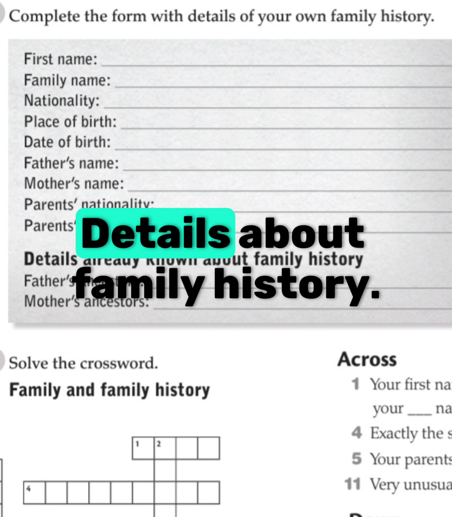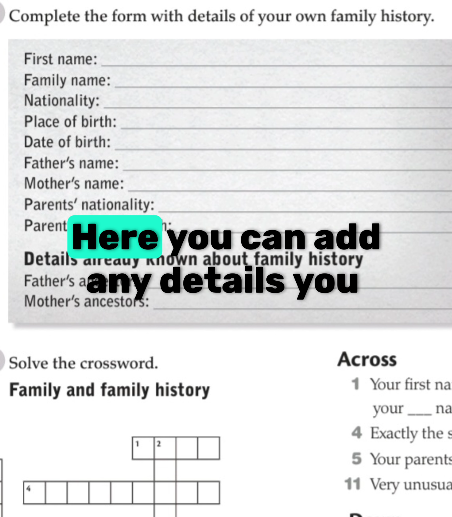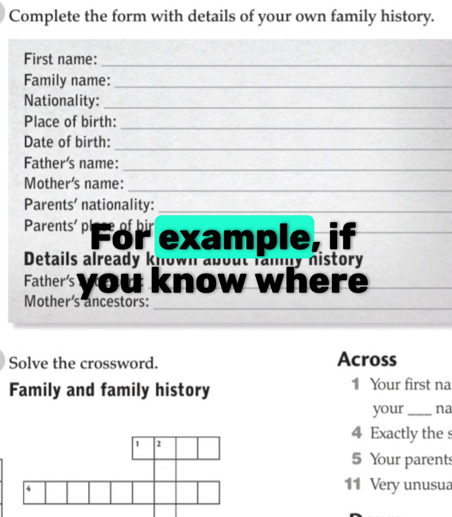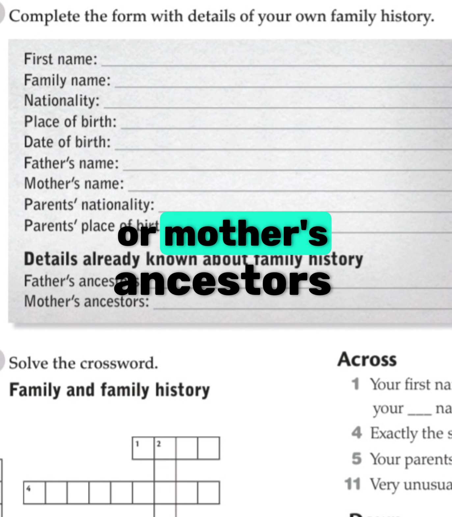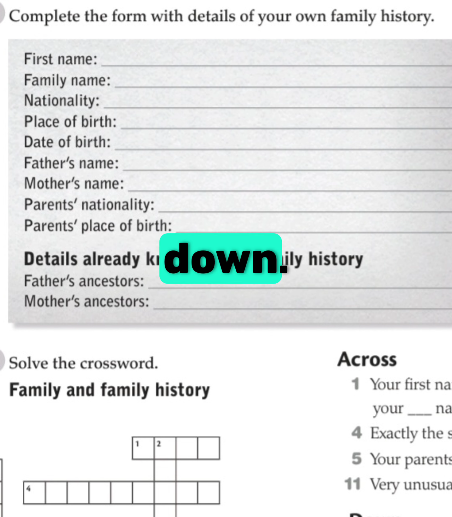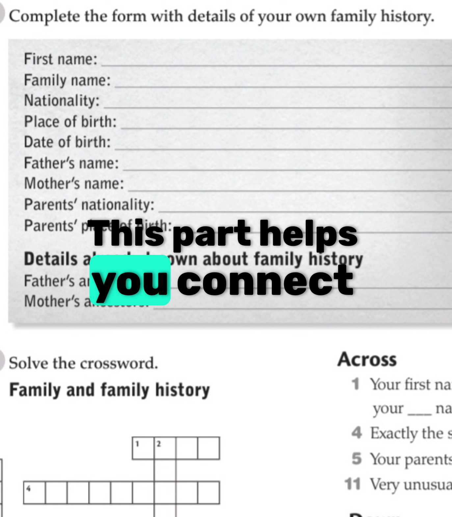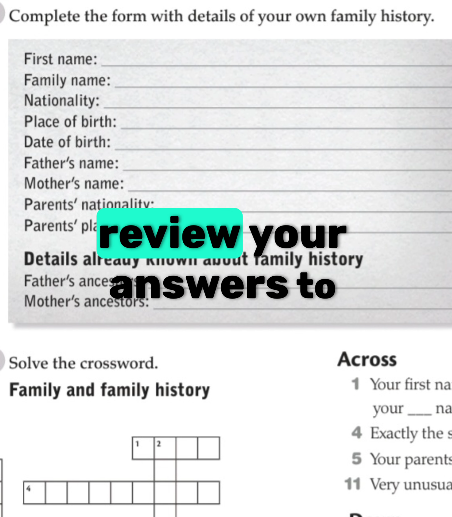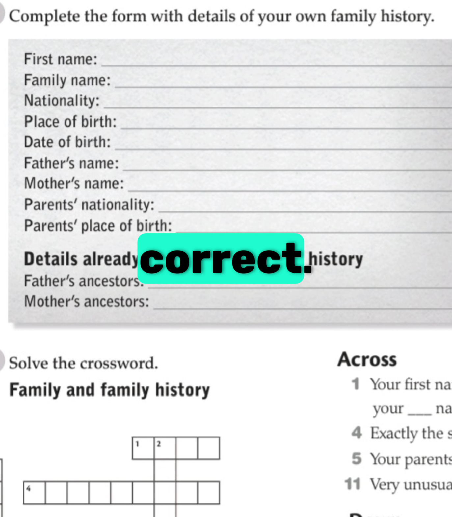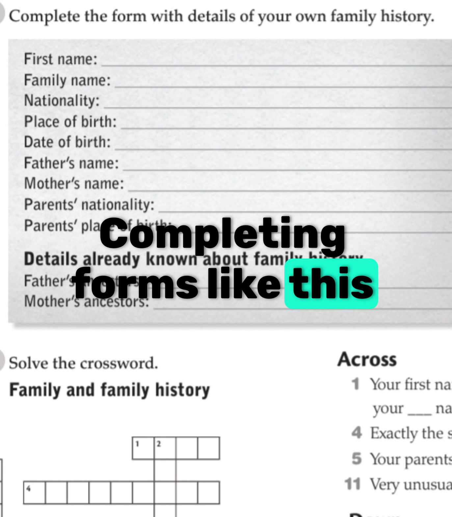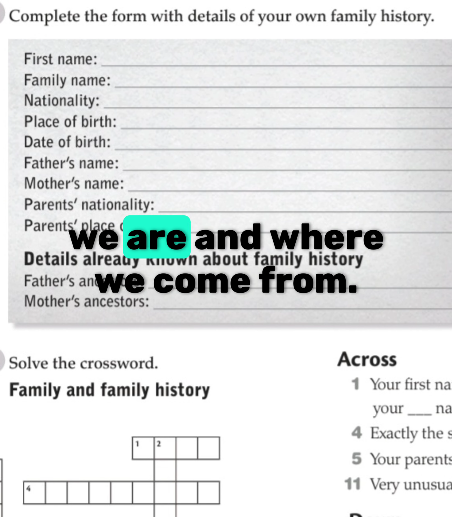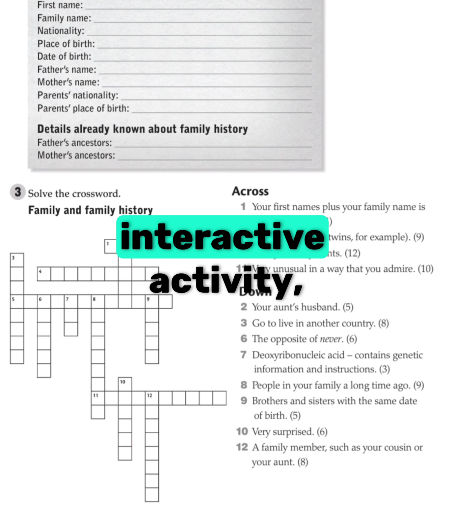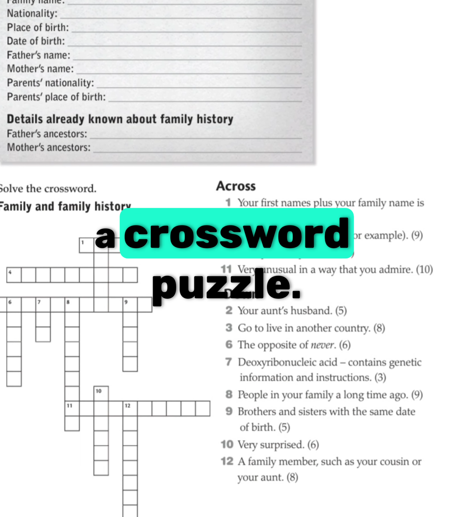8. Details about family history. Here, you can add any details you know about your family's ancestry. For example, if you know where your father's or mother's ancestors came from, write that down. This part helps you connect with your family background on a deeper level. Once you're done, review your answers to make sure everything is correct. Completing forms like this can give us a clearer picture of who we are and where we come from. Now, let's move on to a fun and interactive activity, a crossword puzzle.